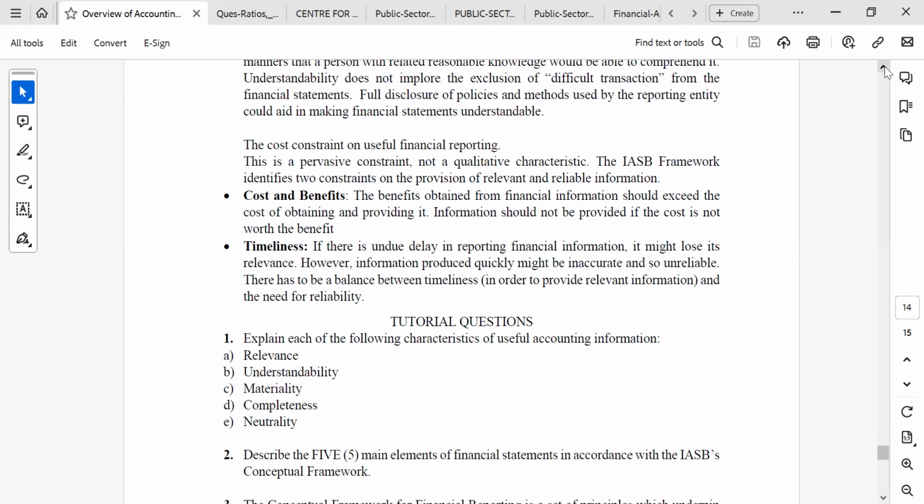So the two constraints are the cost and benefit, which we call the cost benefit analysis, and also what we call timeliness, the time that the financial statement will be needed. It might lead to the provision of inaccurate and unreliable information.